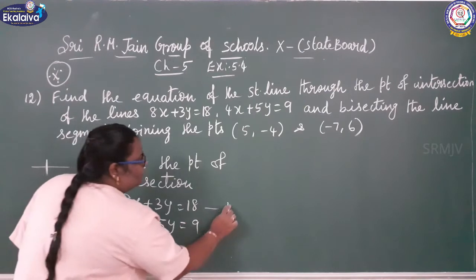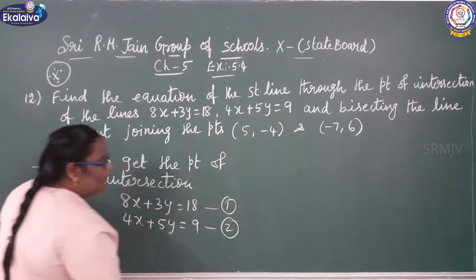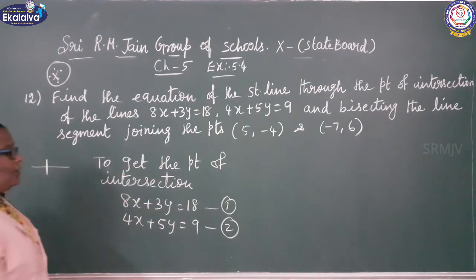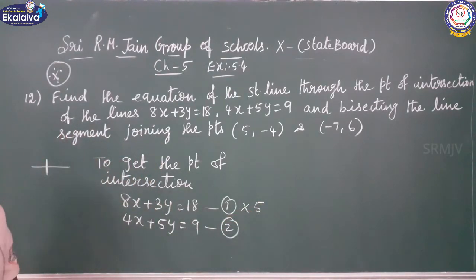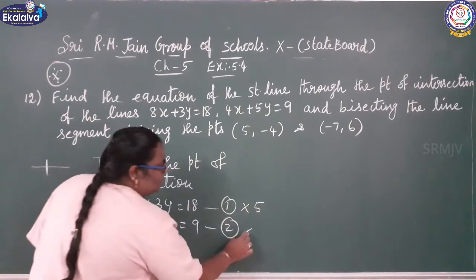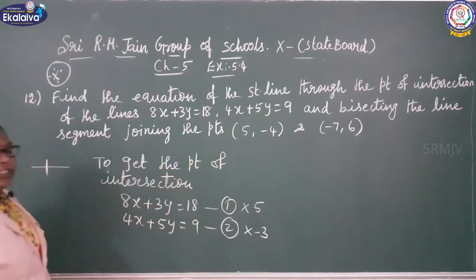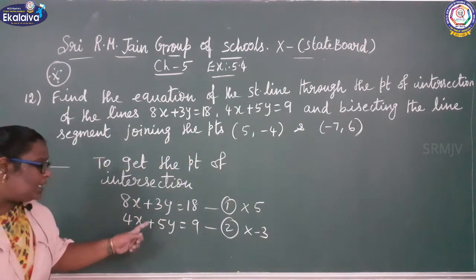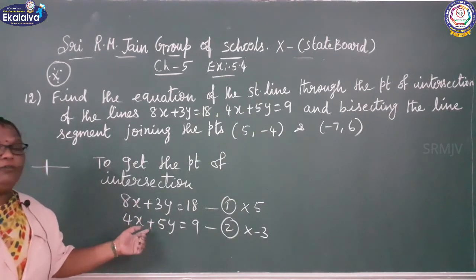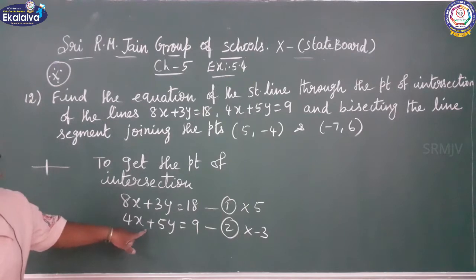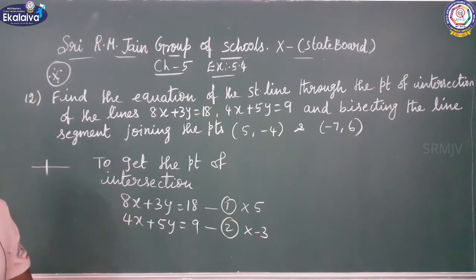See, you can take it as first equation, this one is second equation. Multiply the first equation by 5 and the second equation by minus 3, because same sign, so you can get the negative value for this term. So, you can multiply by minus 3.